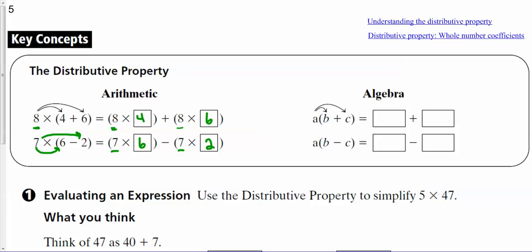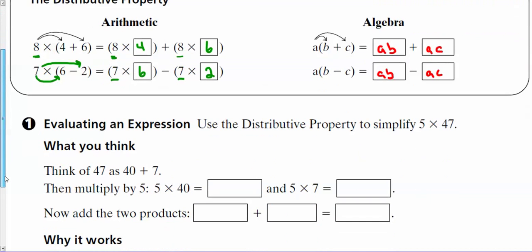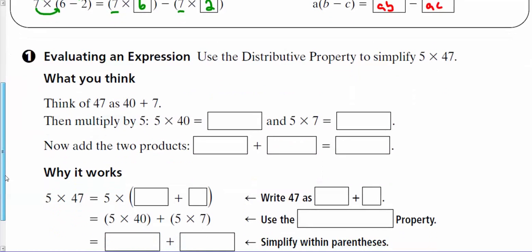So if we're looking at it algebraically with letters, I would have AB plus AC. Or I would go AB minus AC. So let's take a look and see what we've got here.